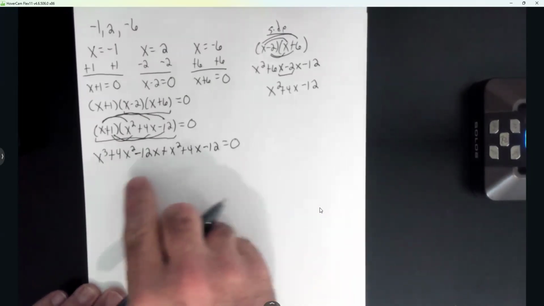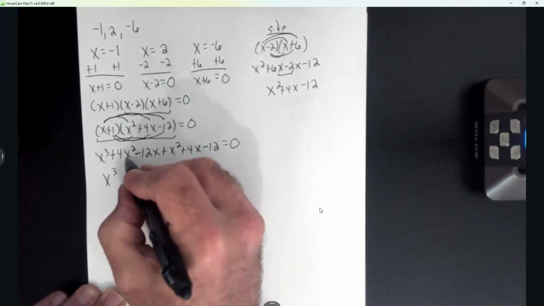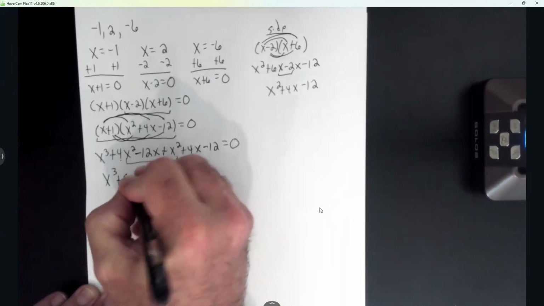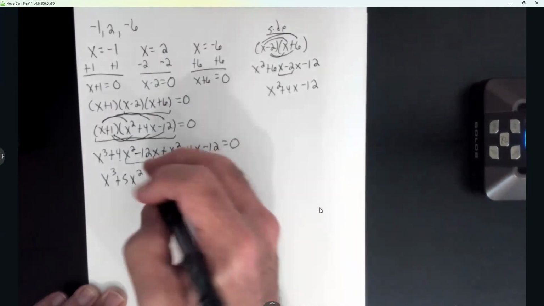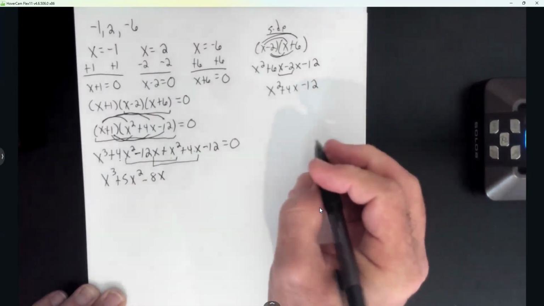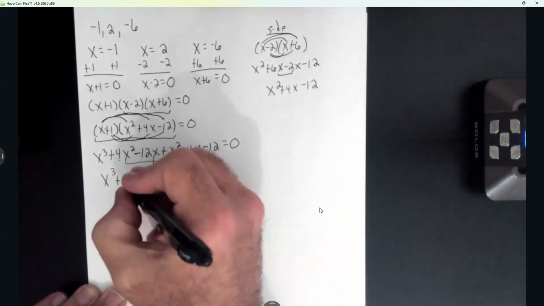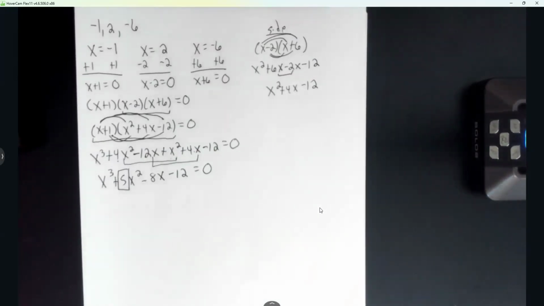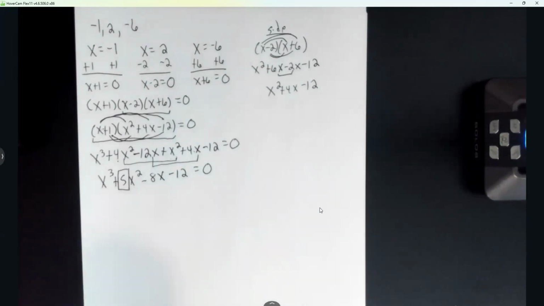Now at this point, all you can do is add like terms. So bring down your x to the third. The x squareds will add together: 4 and 1 makes 5x squared. The x's will add together: negative 12 and 4 is a negative 8x. And y'all, at the end is our negative 12. So it looks like the only number that answer wanted was that 5. And then everything else should match up, the negative 8 and the negative 12 on that one, okay? So you're just doing a lot of foiling, okay?